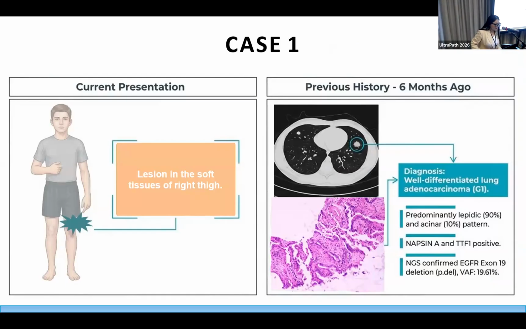So this patient has an important previous history. Six months ago, he was diagnosed with a lung adenocarcinoma, invasive mucinous, and this lesion was completely resected. The NGS profile showed an EGFR exon 19 deletion.